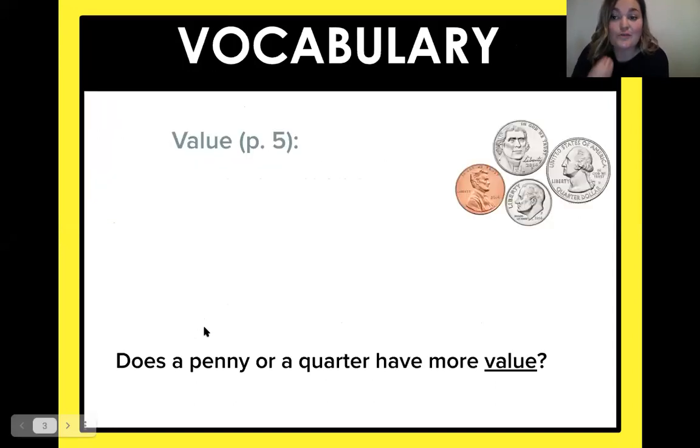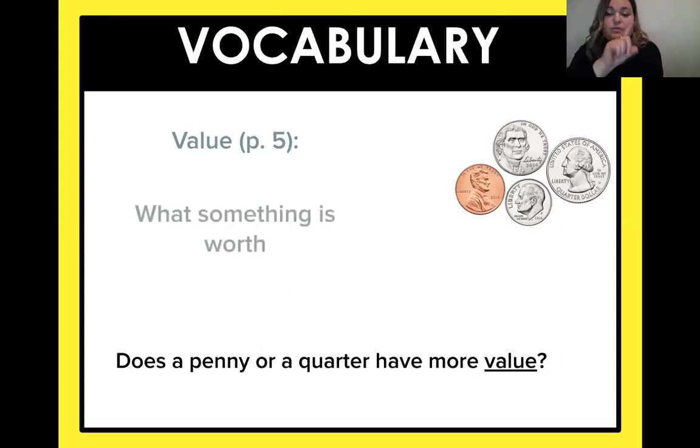So our vocabulary today is value. So I'm going to ask you a question, fourth graders. Does a penny have more value or a quarter? What do you guys think? Well, would it help you if I told you the value is what something is worth? So which one is worth more? That quarter, right? It's worth 25 cents, where that penny is just worth 1. So it has more value.